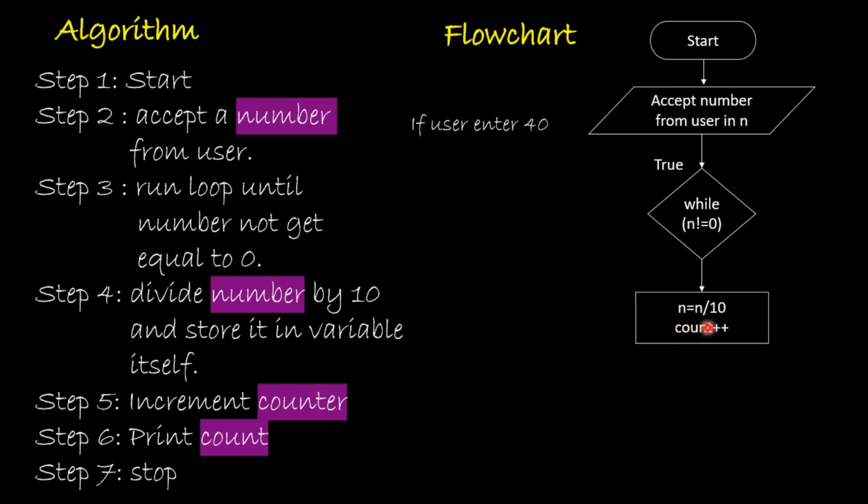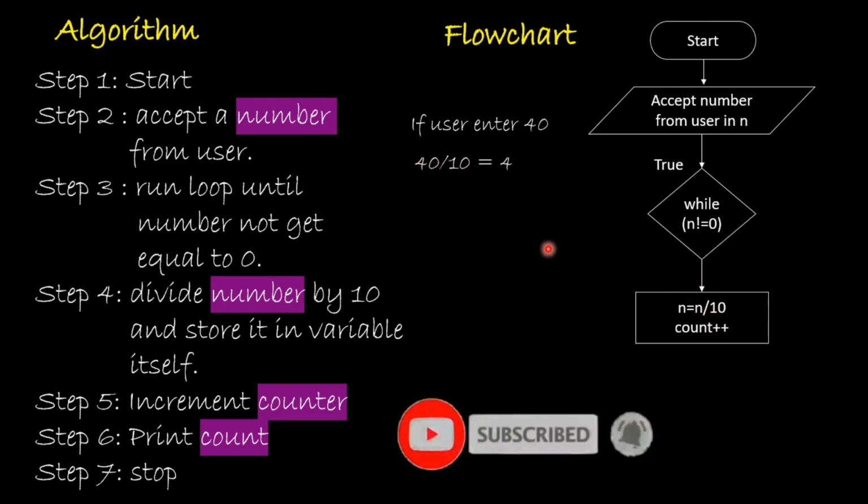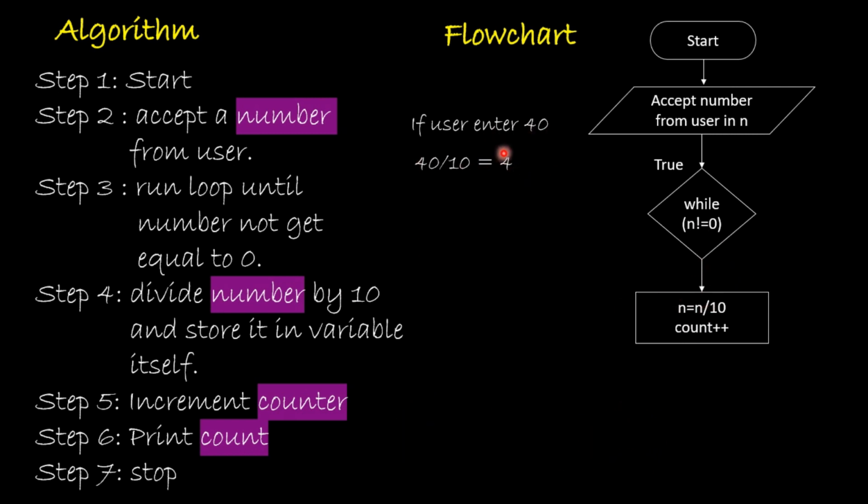Now we'll see this expression. This expression is n equals n divided by 10, as per our fourth step of the algorithm. So what is the value of n now? 40. If we divide 40 by 10, we'll get 4, and this 4 will be stored into the n variable. Previous value is 40 and now the value of n will be 4. Now counter gets plus plus, that is plus 1. Counter gets incremented by 1.